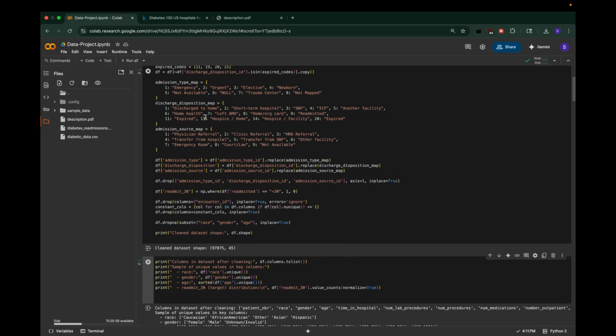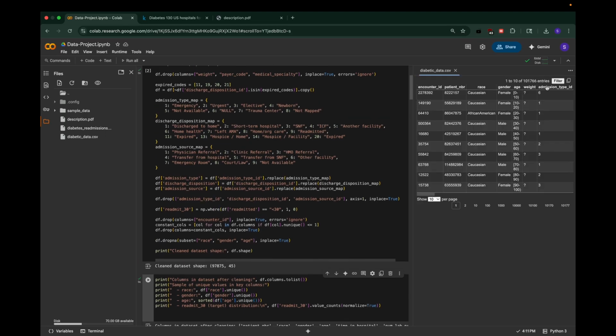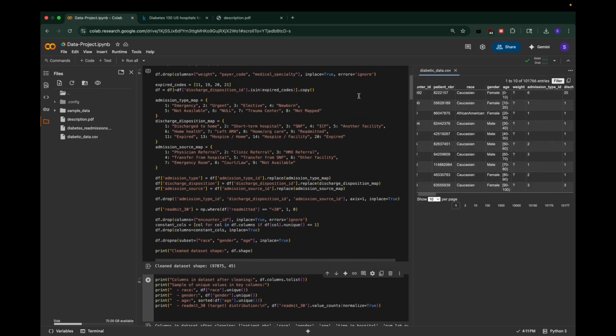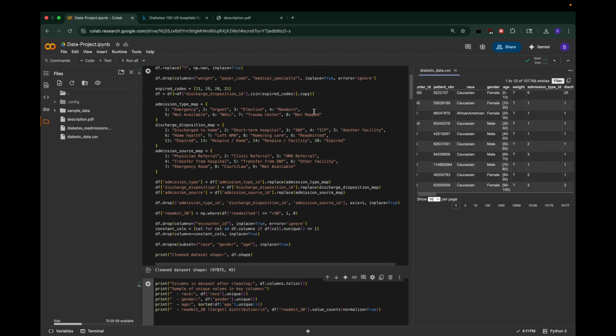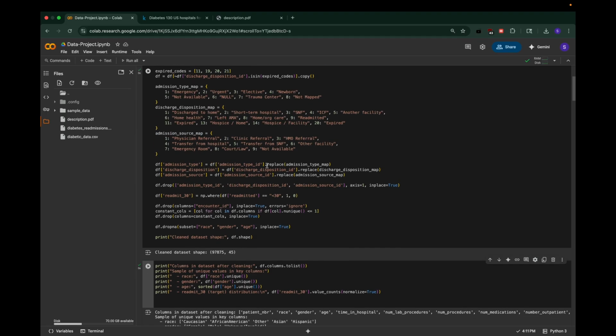Then I changed these integer-coded category values into something human readable. For example, admission type ID: this becomes, let's say, number 6, number 6 becomes null, this becomes emergency, and so on. I did this mostly for readability and later on for modeling. I did this for the admission type map, discharge disposition map, and the admission source map. Later on, I replaced the IDs with the names over here.